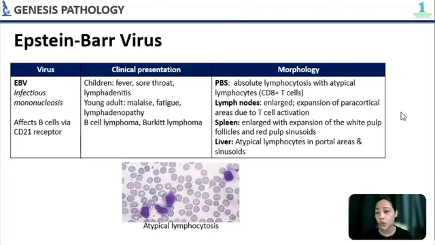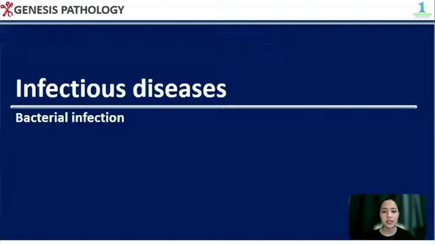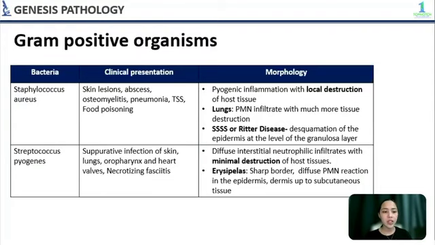Spleen is another lymphoid organ. It will also be enlarged and the white pulp will expand, which is the region in the spleen which contains the lymphoid nodules. The liver is also usually involved to some degree, and on examination, you will see atypical lymphocytes. Next, we go to bacterial infection.